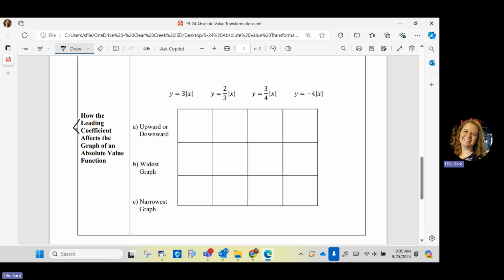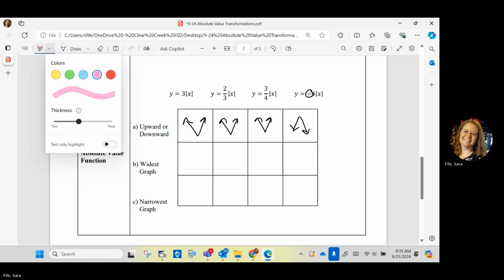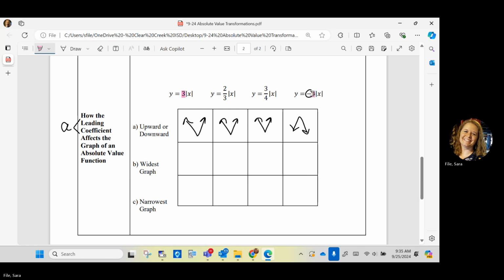We said the leading coefficient, that's talking about A, when A is negative, it opens down. When it's positive, it opens up. And then we said the further away A is from 0, the narrower the graph is going to be. So 3 and 4 are both greater than 1. They're both going to make the graph narrower. Okay, but 4 is the furthest. So the narrowest graph is this one.